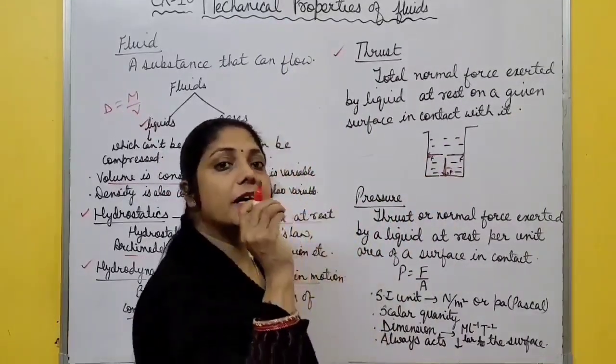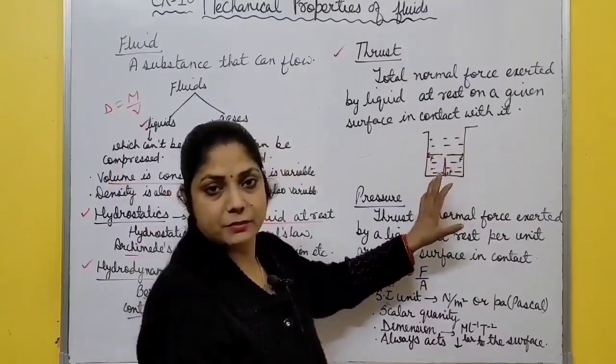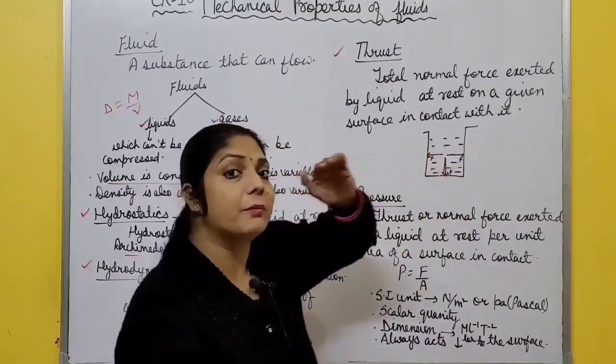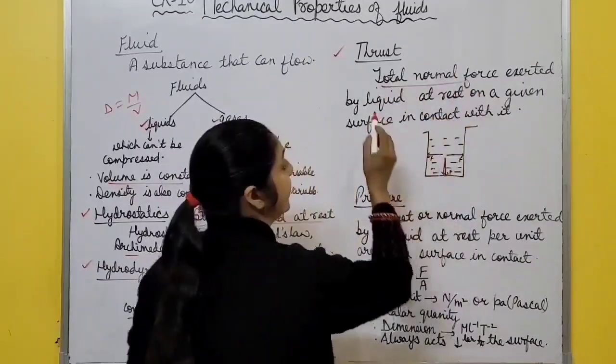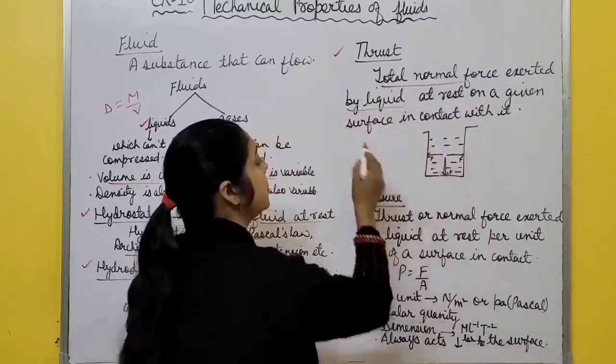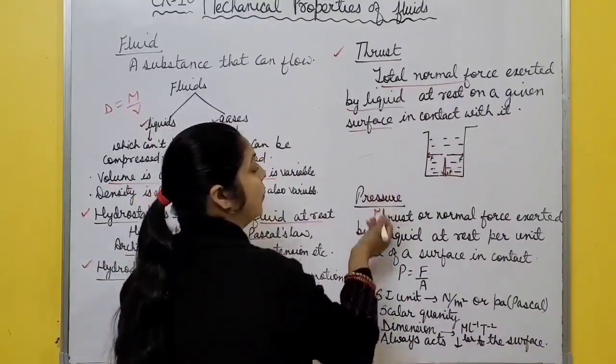When the fluid is at rest, what happens? It exerts force in all possible directions, perpendicular, normal to the surface. So thrust is the total normal force exerted by a liquid at rest on a given surface in contact with it, right? And what is pressure?